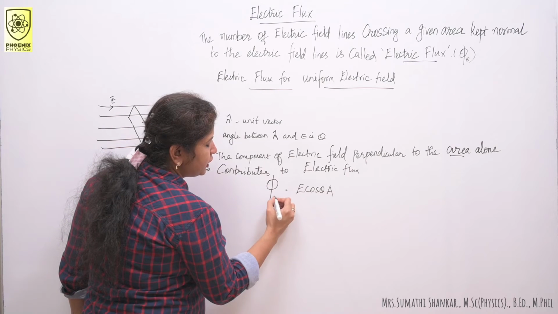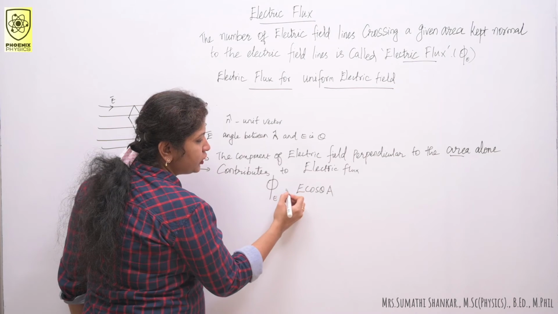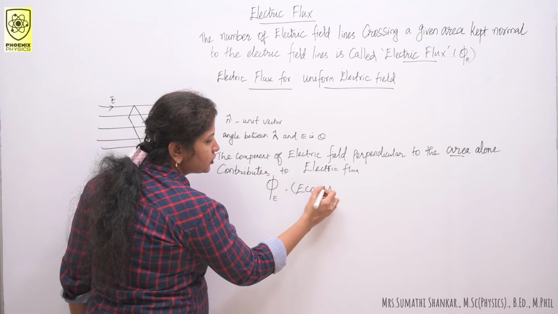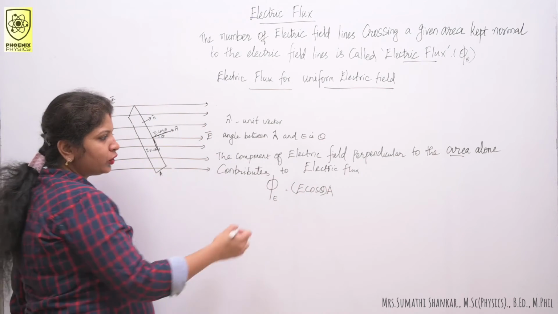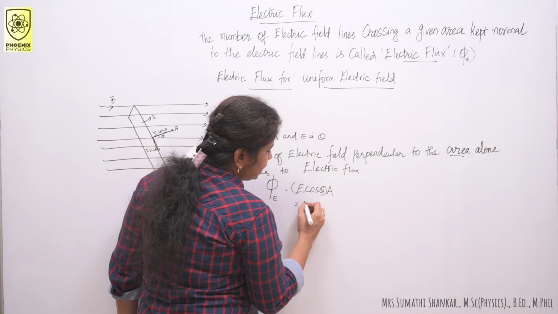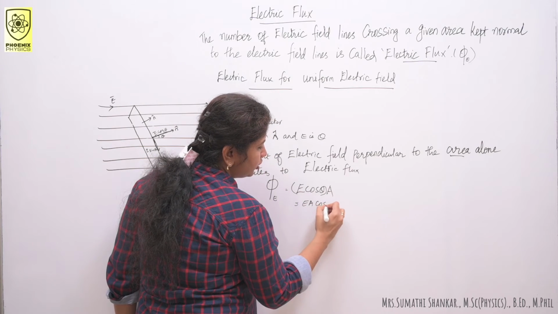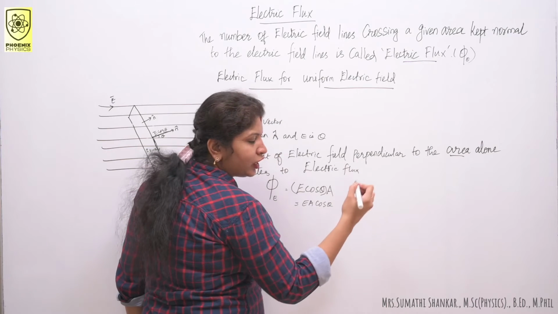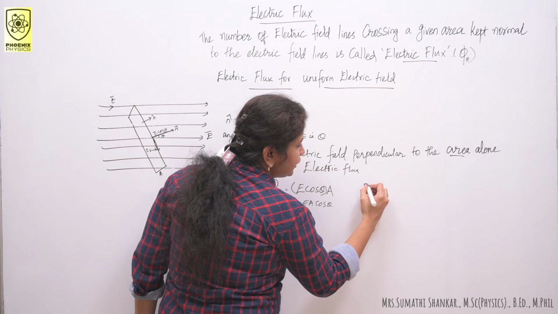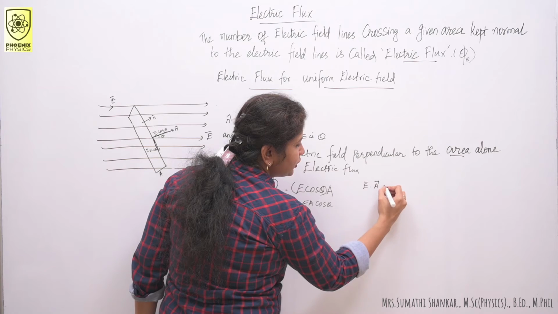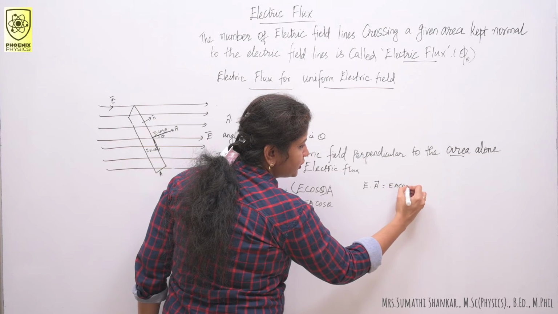So electric flux phi E is equal to E cos theta into A, or you can write EA cos theta. How do you write the scalar product? That is, E dot A can be written as EA cos theta.